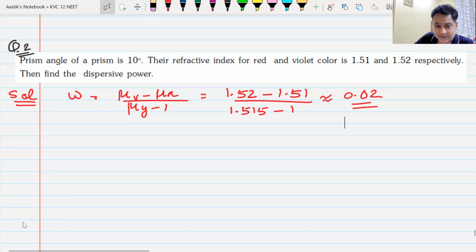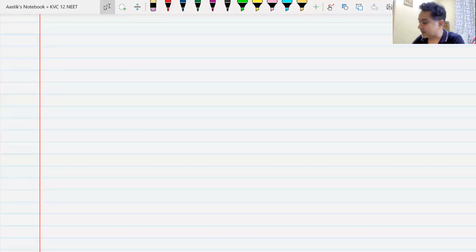These are the simple things that are going to be asked. Apart from this, what they can ask you is the next heading, which is known as combination of prisms. So write the next heading, combination of prisms.